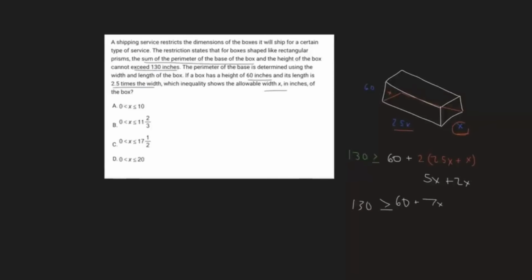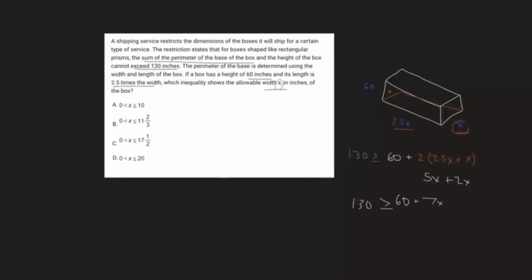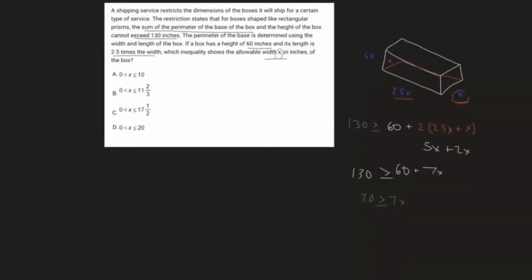And now we can just solve for x, right? Because x is going to be that width that we're trying to solve for. And so we can just subtract 60 on both sides, and we get 70 is greater than or equal to 7x. Divide both sides by 7, and we get x is less than or equal to 10. So we get this inequality over here, and we want to match it up to the answer choices.